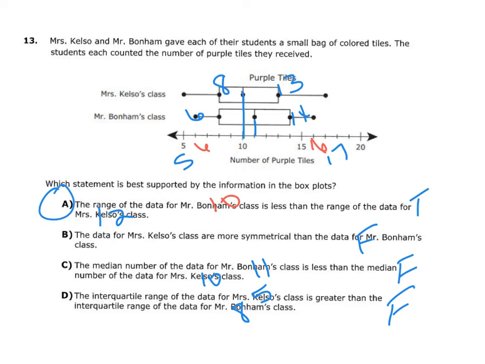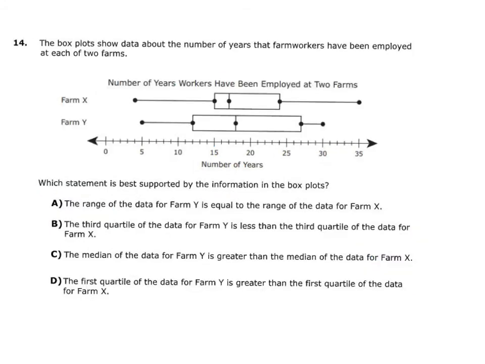Again, make sure you are showing what you did wrong and what you could do to get a better grade on this test. Number 14. The box plots show data about the number of years that farm workers have been employed at each of two farms. Which statement is best supported by the information on the box plot?